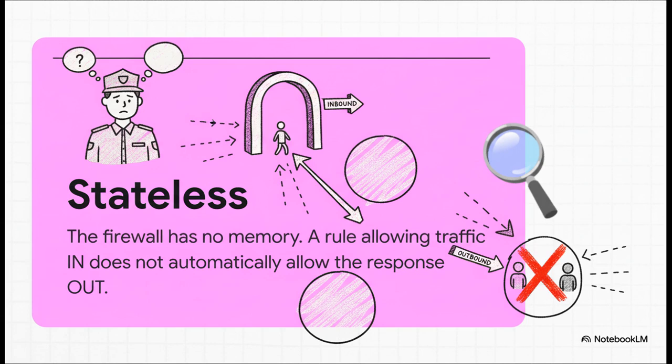Now this brings us to a huge concept, one that trips people up all the time. NACLs are stateless. Think about it this way. Our security guard has zero memory. Just because they let someone in a second ago doesn't mean they'll remember them to let them back out. You have to have a totally separate explicit rule on the outbound list to allow that return traffic. That's right, two separate rules for just one conversation.